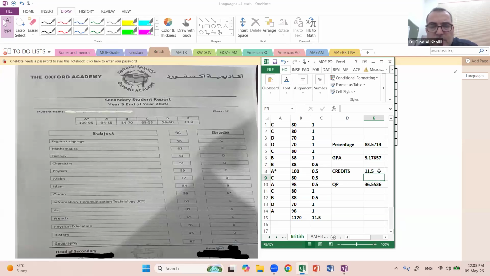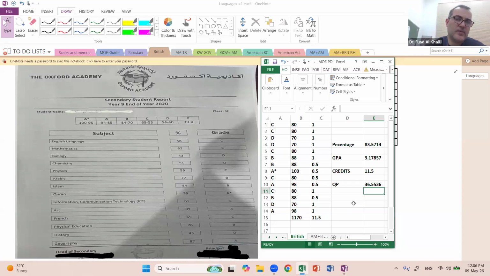What is the quality point in this case? So I'll take the GPA. Quality points equal the GPA multiplied by the credits. And this is the importance of the credit. We only use the credit for the quality point in this report card. So for the purpose of calculating the quality points, we use the credits. This is the importance of having credits.